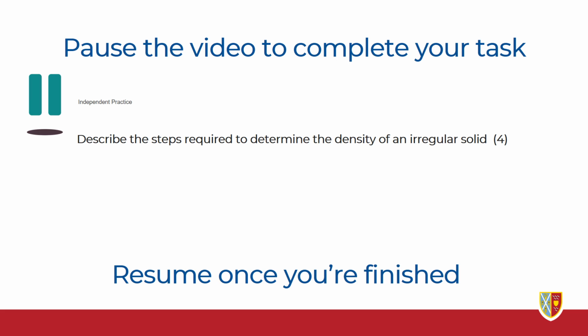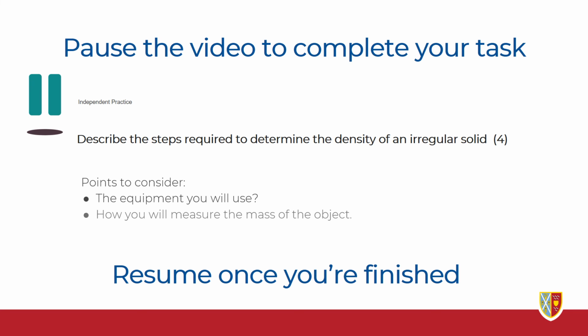Okay, and the next task is very, very similar to the one that we've done previously. In a moment, I'm going to ask you to pause the video to do the following question. Describe the steps required to determine the density of an irregular solid. So again, remember there's a number of points to consider, and they are the same ones as before. So we've got what equipment will you use and how you measure the mass of the object. Both of those can be done in exactly the same way as the previous one.